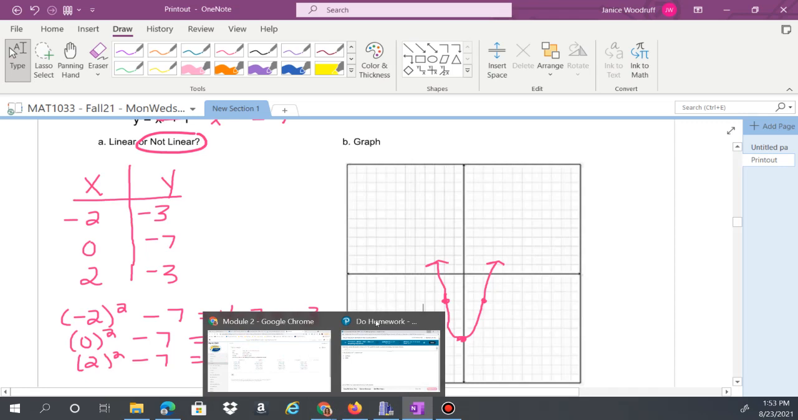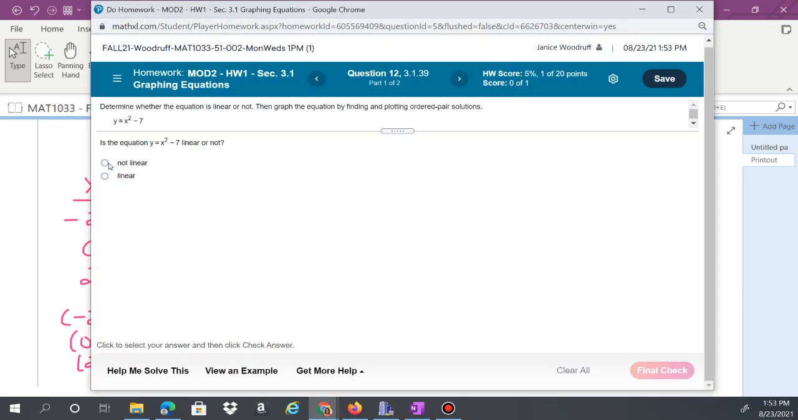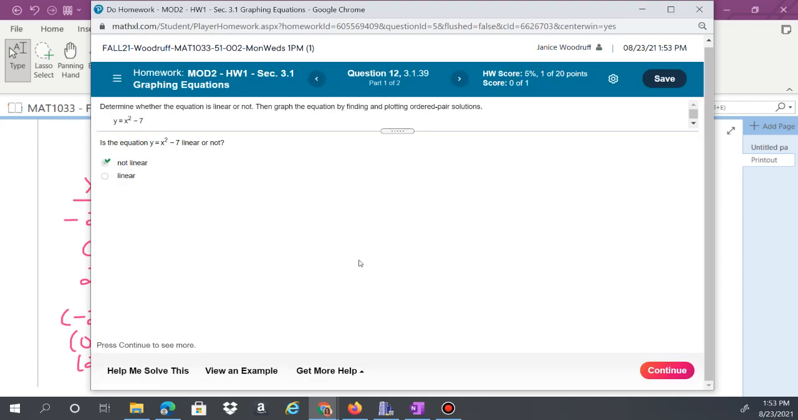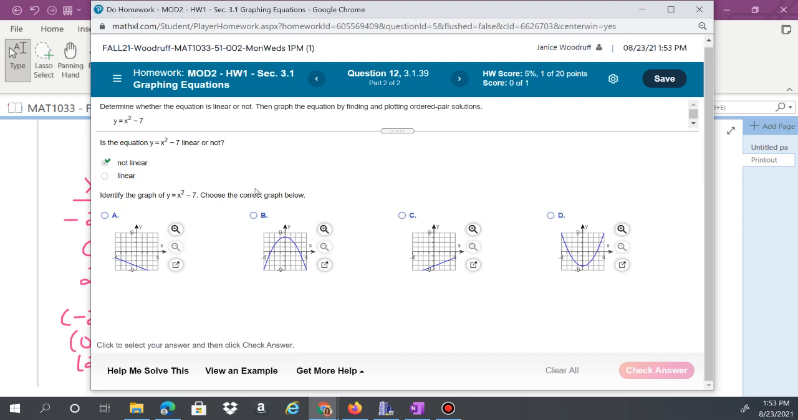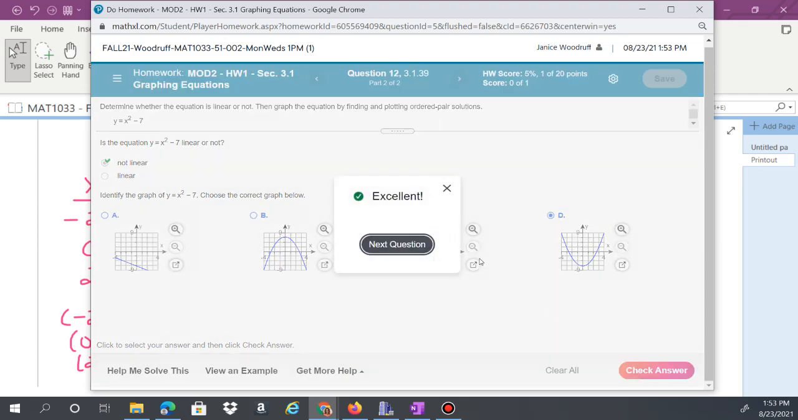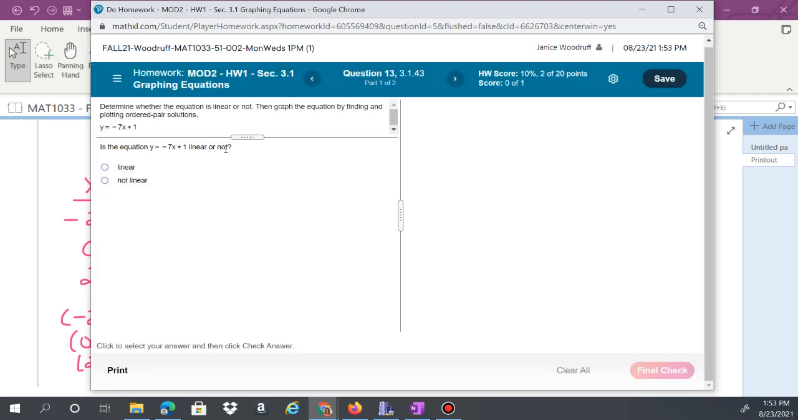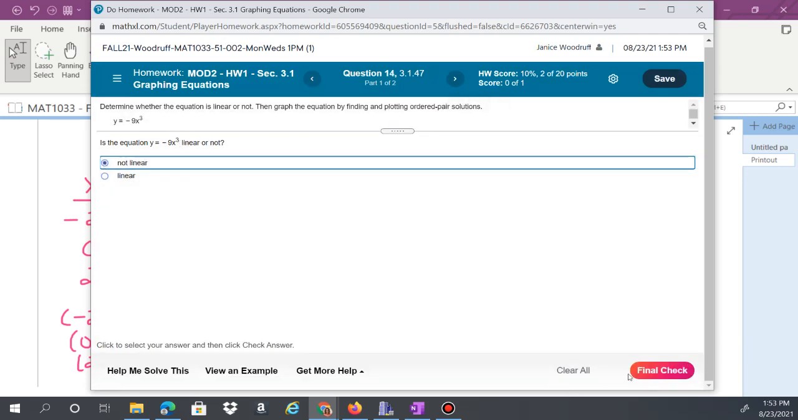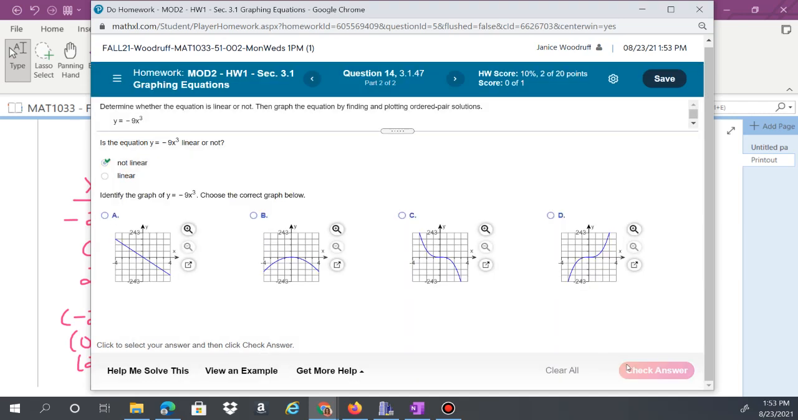Now we come here to our homework. Okay, not linear. Oh, we're just picking the right graph. We don't have to actually graph that one. So we pick which one it looks like. Which one is this? D. Let's see if there's any that you have to actually graph. This is not linear. Oh, again, you're just picking them out. All right, so you can do those with the points if you're just picking them out.